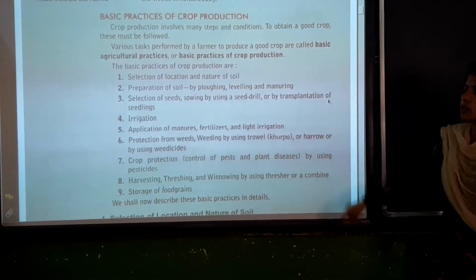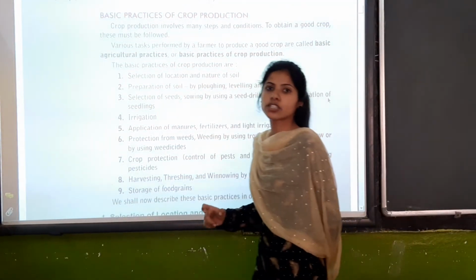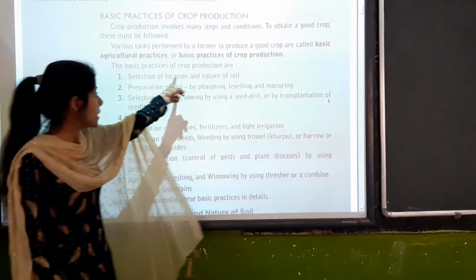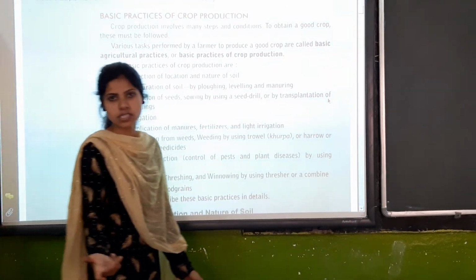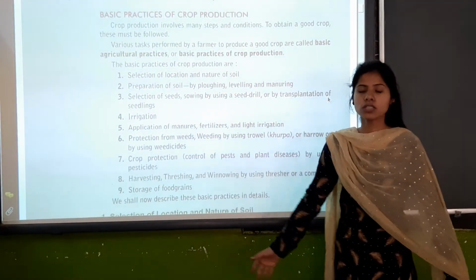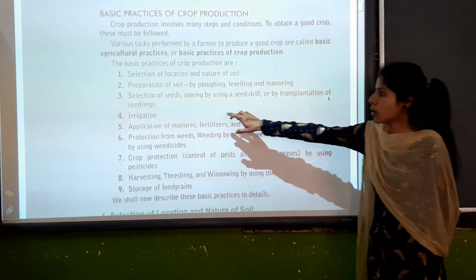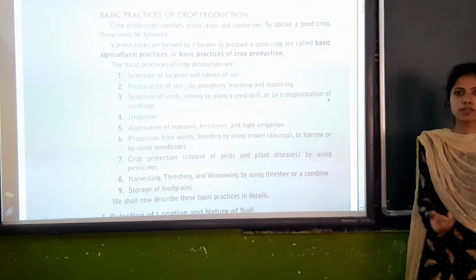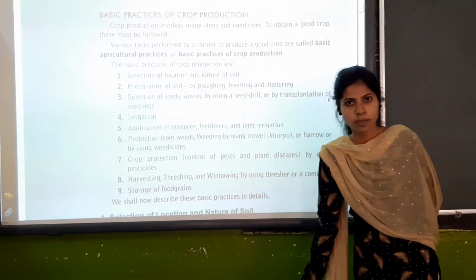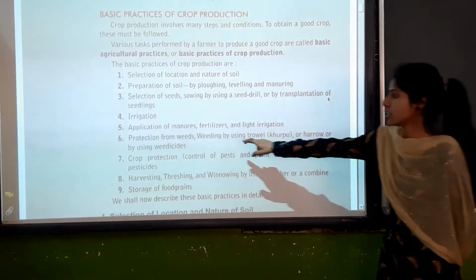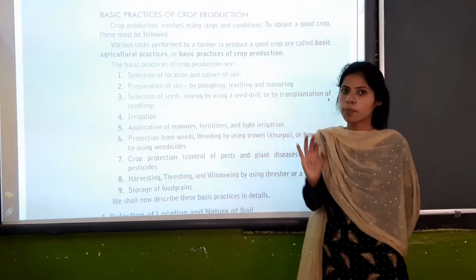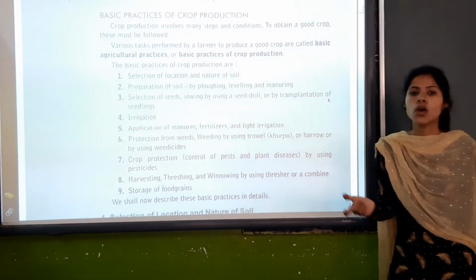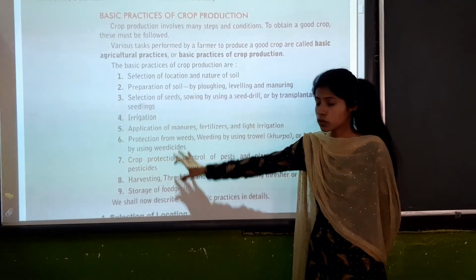Now, third one is selection of seed, sowing by using a seed drill or by transplantation of seedlings. After selection of ground, after selection of place, after preparation of soil, now he has to sow the seeds. Again, sowing the seeds means we have to throw the seeds on the whole ground. Now talking about the fourth, we have to do the irrigation. We have to do the watering of the plants, watering of the seeds.